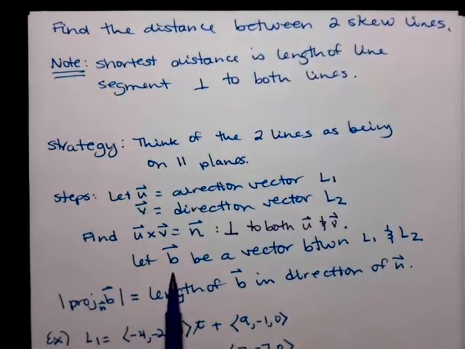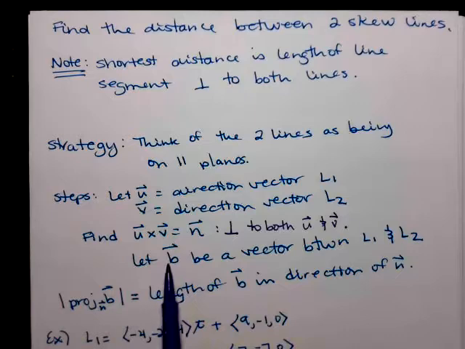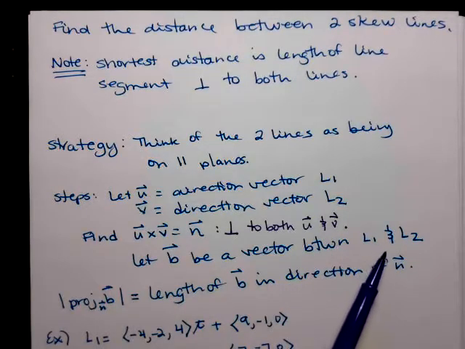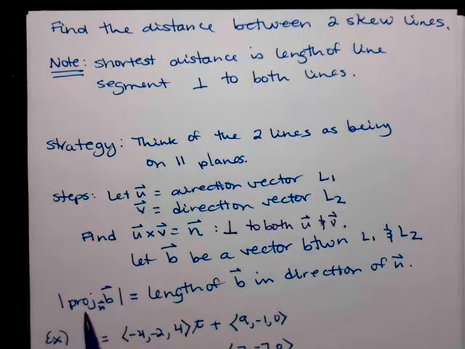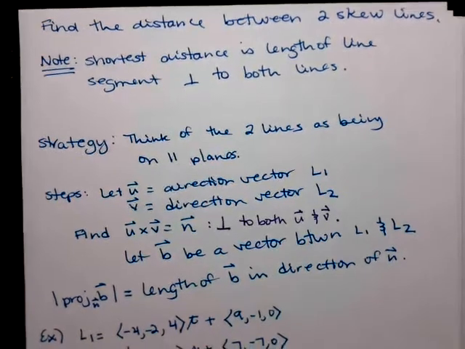Now we're going to come up with this new vector b, and it's going to be any vector between my two lines. We're just going to find some random vector b that goes between a point on line 1 and a point on line 2. Then the shortest distance is going to be the length of the projection of vector b, that random vector between my two lines, onto that normal vector that's perpendicular. So let's go ahead and do that.